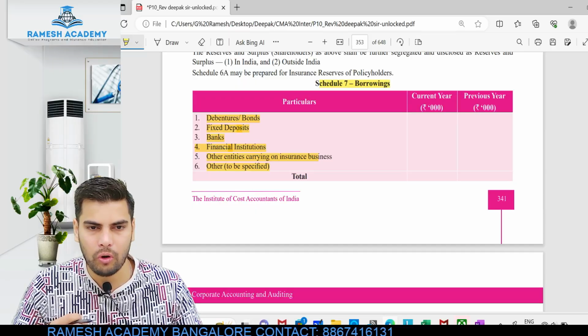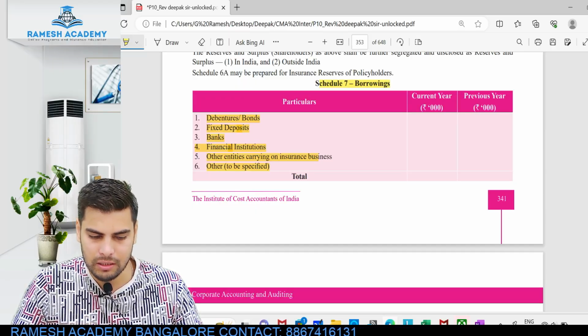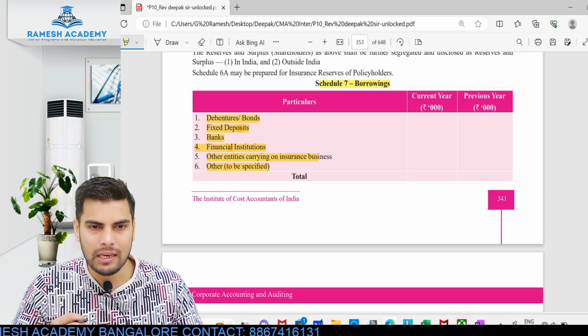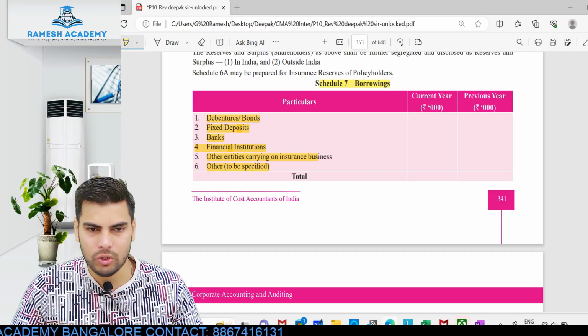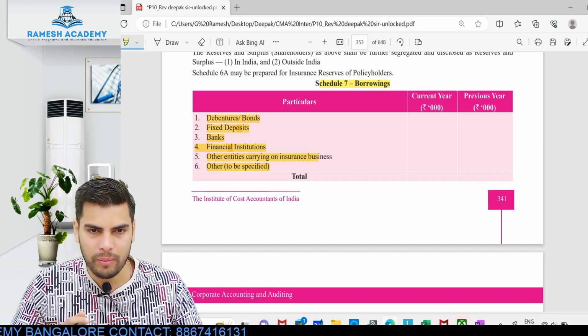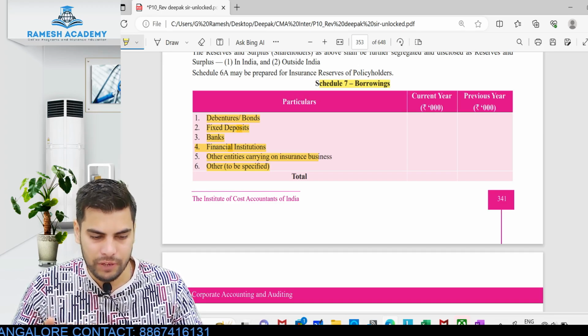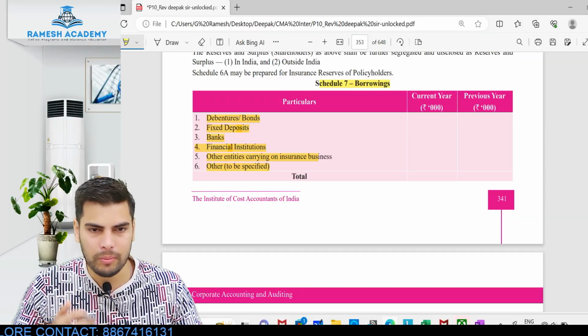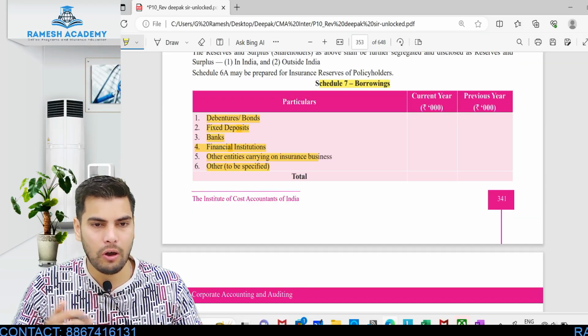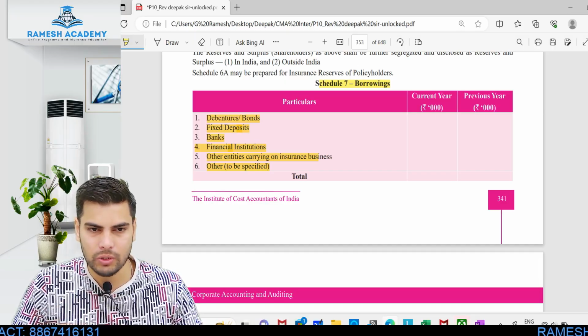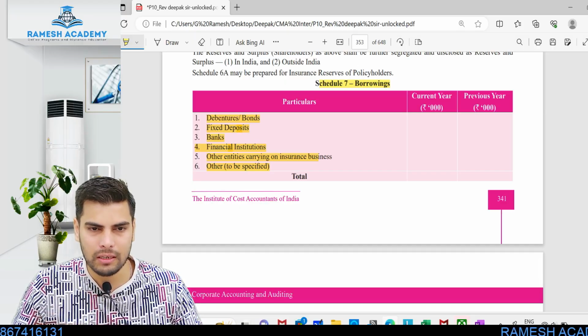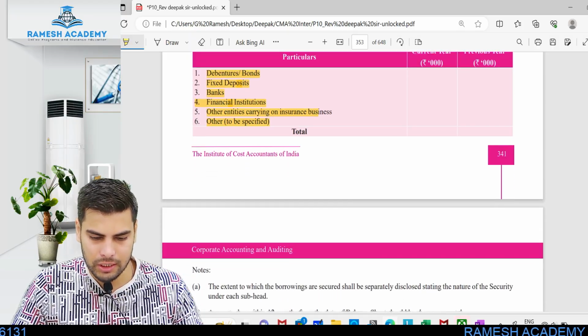Okay, if at all you have borrowed from any other entity, just specify the nature over here. So basically, whatever amount we have borrowed, we'll be disclosing it over here, whether it is in the form of debenture or bond, whether it is in the form of fixed deposit, any amount which is borrowed from the bank, financial institutions or other institutions which are carrying on the insurance business, or if there is any other borrowing, just specify the nature. Simple, right?